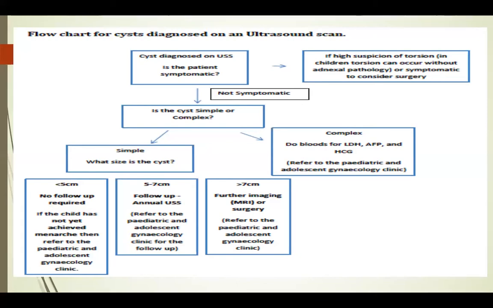If it's more than 7 centimeters and there is some suspicion in the ultrasound, or you are not sure about your ultrasound, you do the tumor markers and maybe do more investigations. If it's complex from the beginning, you do your tumor markers and maybe plan for surgery.